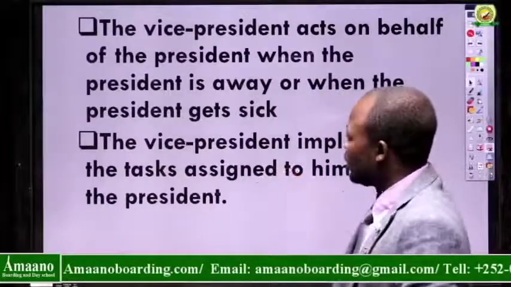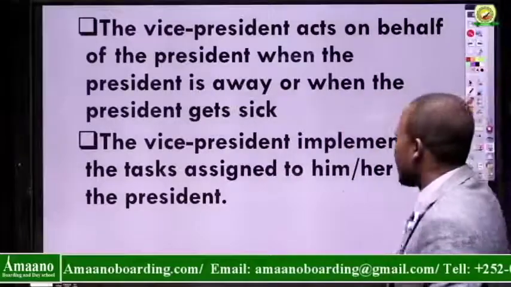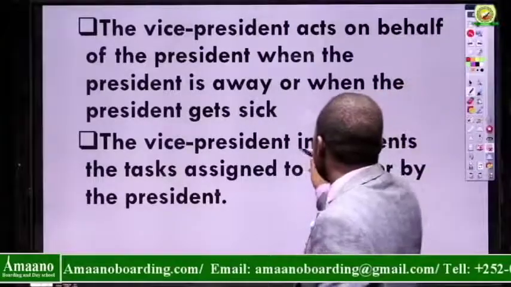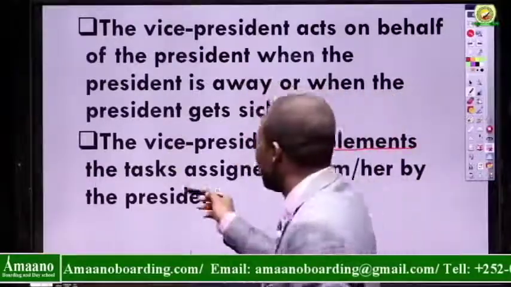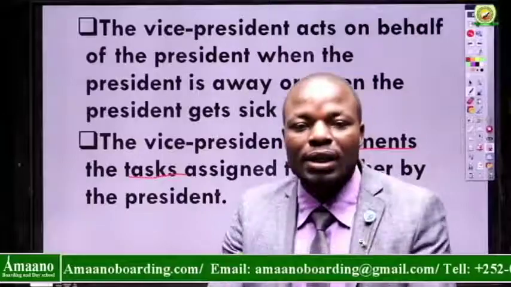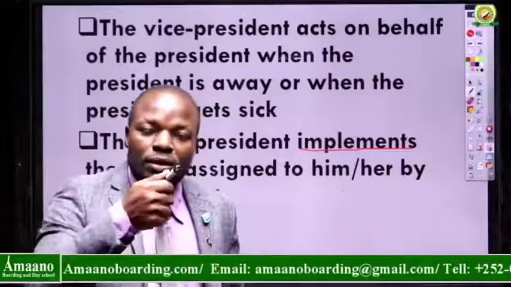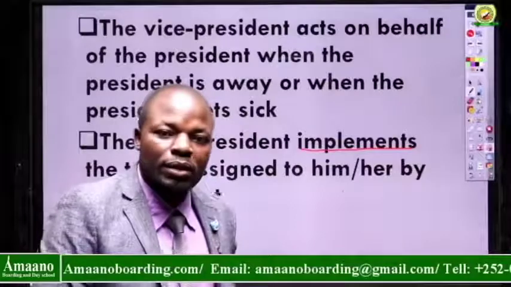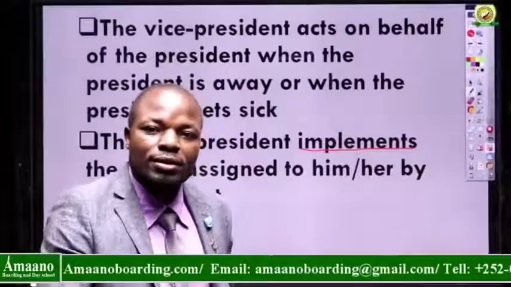So here the second point is that the vice president implements tasks assigned to him or her by the president. So to implement here is to do, like he does the tasks. A task is a duty or something that has been asked to be done. When a teacher, for example in class, gives you an assignment to do, then that assignment becomes a task. It means that you will have to do that assignment. That is a task, a duty, something that you've been assigned or you've been asked to do.